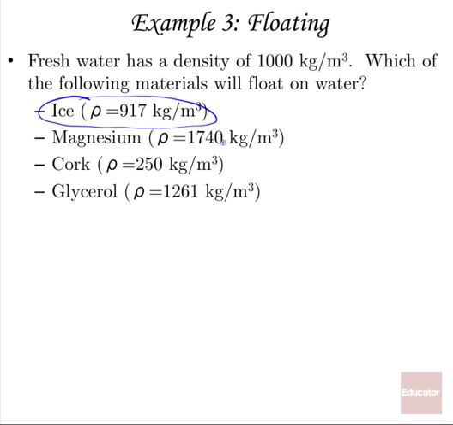It is less dense than the water. Magnesium has a density of 1740 kilograms per meter cubed. It's more dense than water. It's going to sink. Cork, of course, 250 kilograms per meter cubed, is going to float. That's why we make bobbers out of cork when we go fishing. And glycerol, 1260 kilograms per meter cubed, is more dense, so it's going to sink. So those two will float because they are less dense.